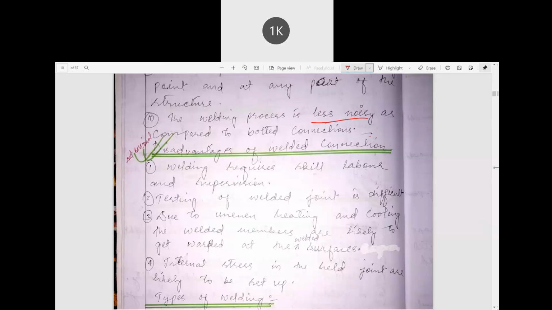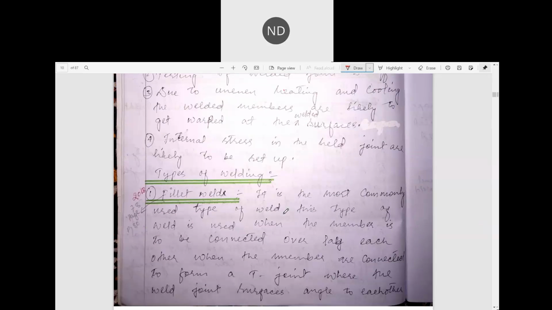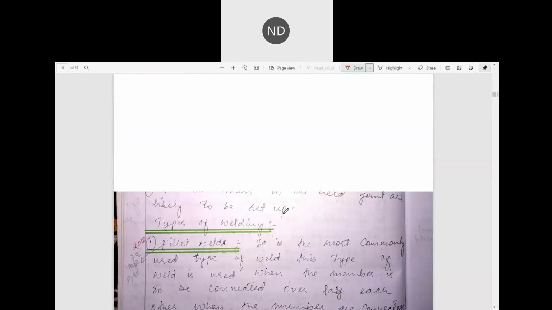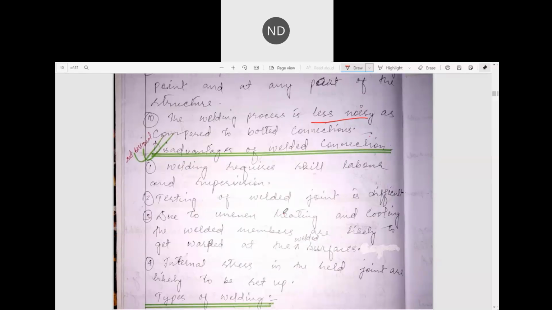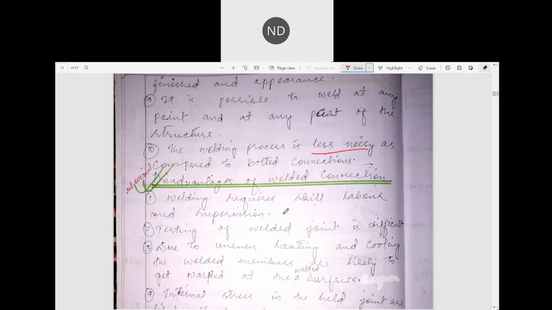Then in the next class, we'll begin with the types of welding, and we'll talk about all the designs of the welded connection. These were your basic advantages and disadvantages of all the connections like bolts, rivets, and welds. From the next class on, we'll talk about welding and take up the designs of welding.